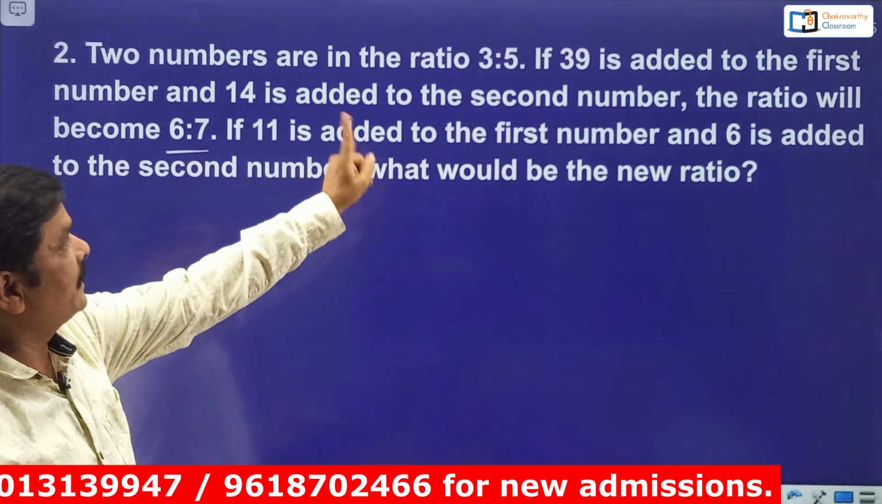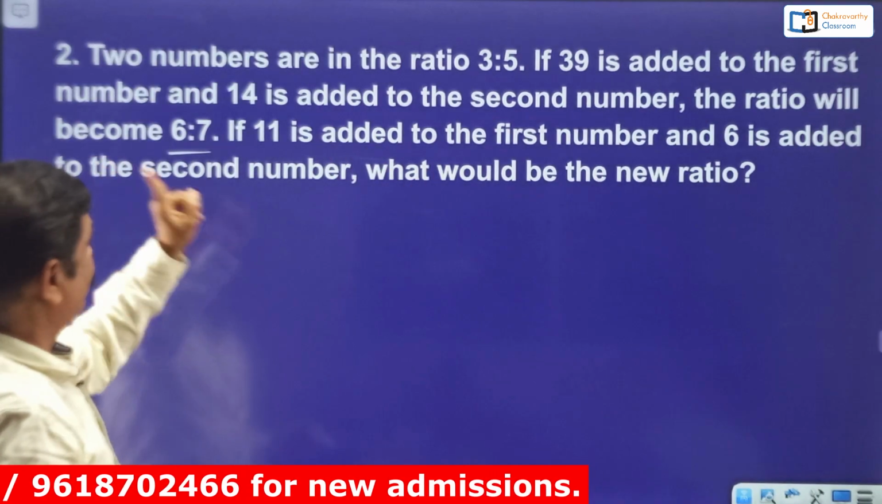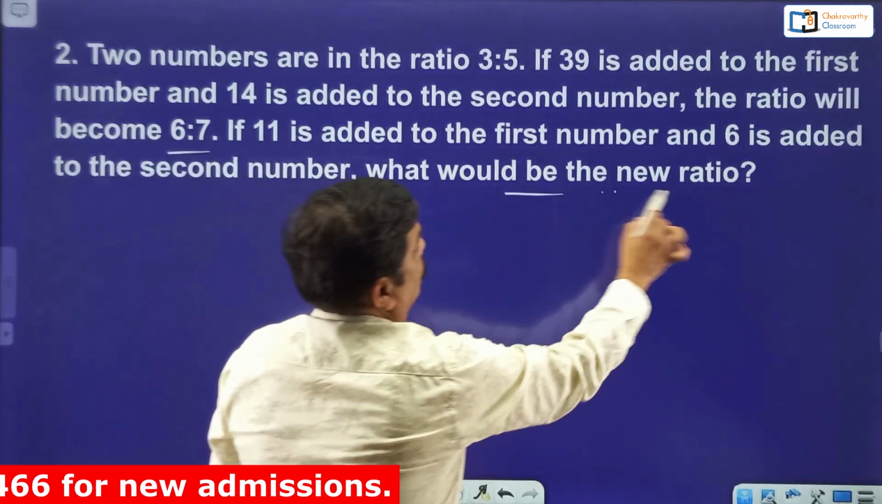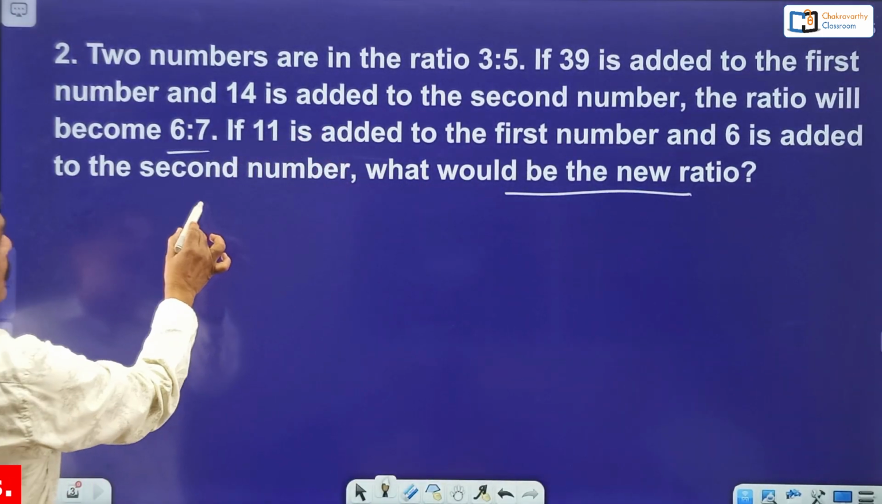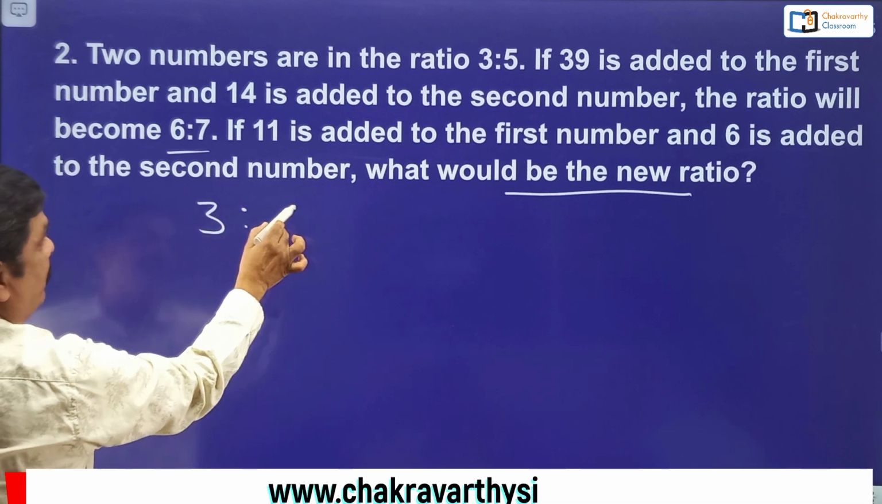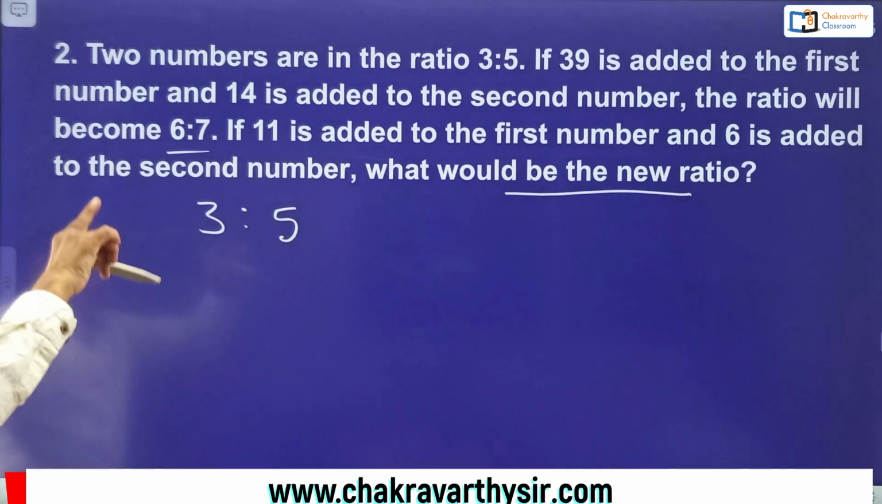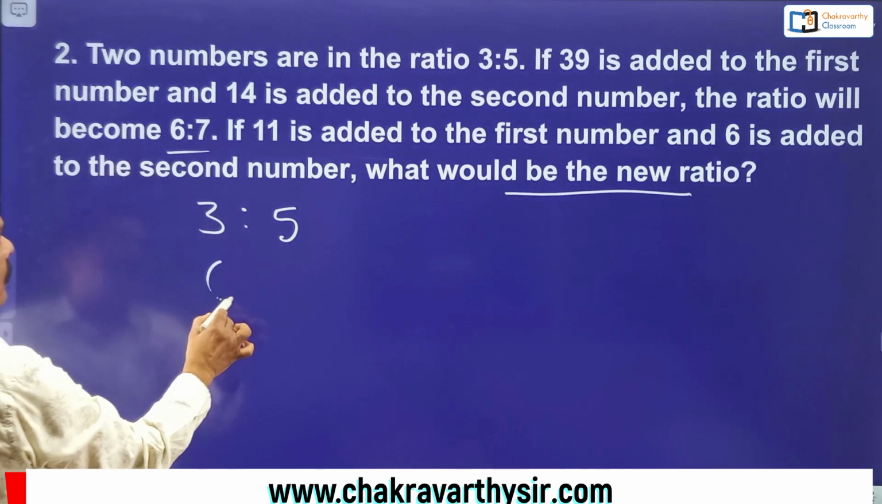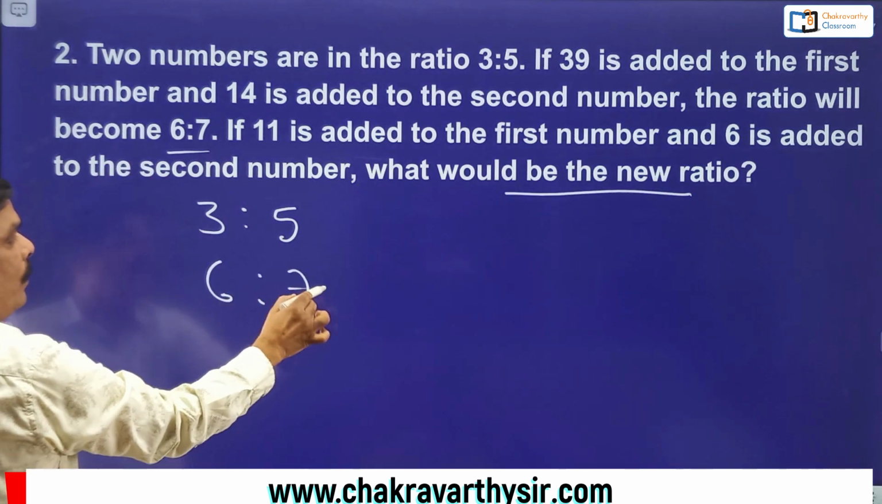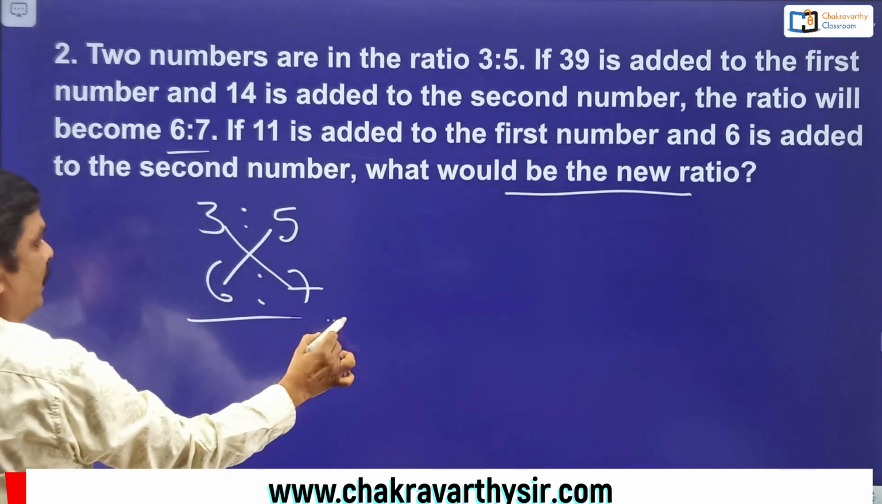Then, if 11 is added to the first, 6 is added to the second, what would be the new ratio? Simple one. Alright, so how to go for this one? First, the basic ratio. Again, here also 3:5. After adding 39 and 14, the new ratio is 6:7. Go for the cross multiplication. Okay, simply go by this way, cross multiplication.